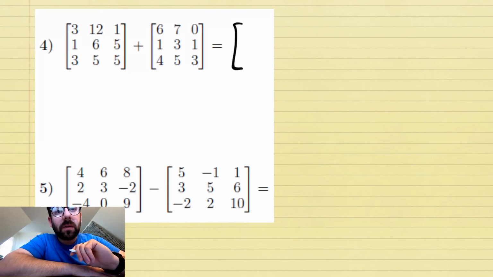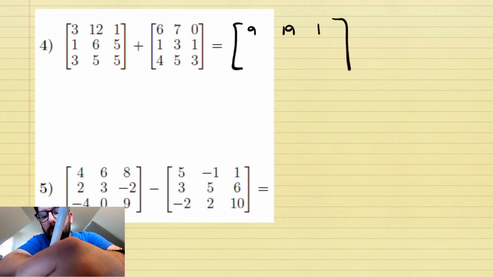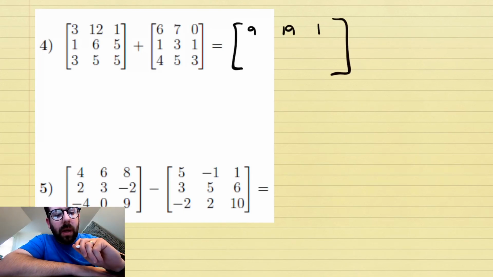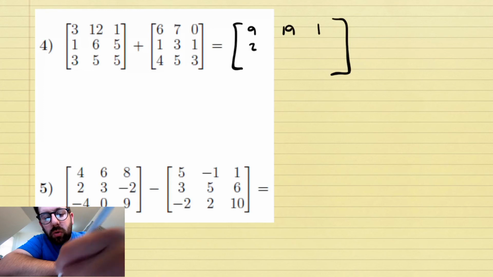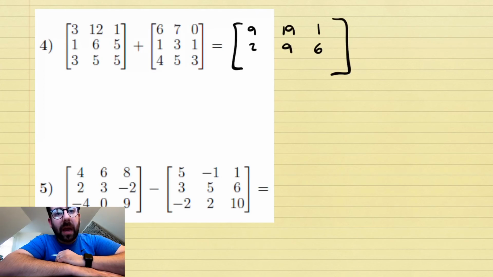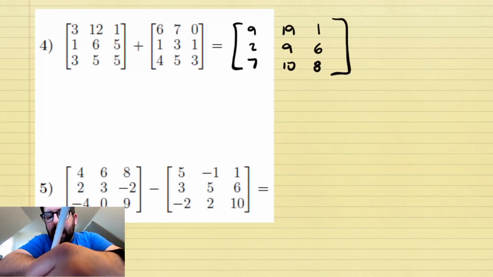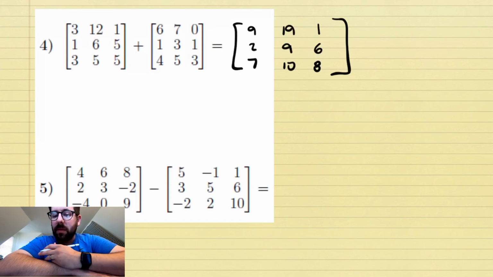If I add these, I just add those separate entries. So 3 and the 6 will add to make the 9. The 12 and the 7 will make the 19. The 1 and 0 will make the 1. So there's your top row. The second row, the 1 and the 1 make 2. The 6 and the 3 make 9. The 5 and the 1 make 6. So there's your second row. Because again, I'm just adding entry for entry. That's how you add. And then the bottom row, this is 7. That's a 10 and an 8. So you're adding more to a Word document. It's really easy. It already has the file size perfectly. You added a few things, and that's what it does, and it saves, and it's quick.